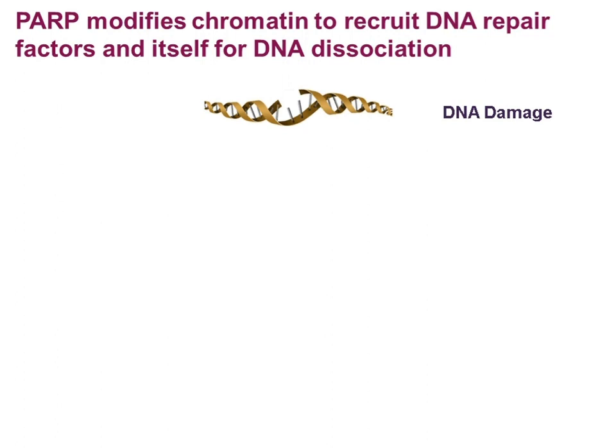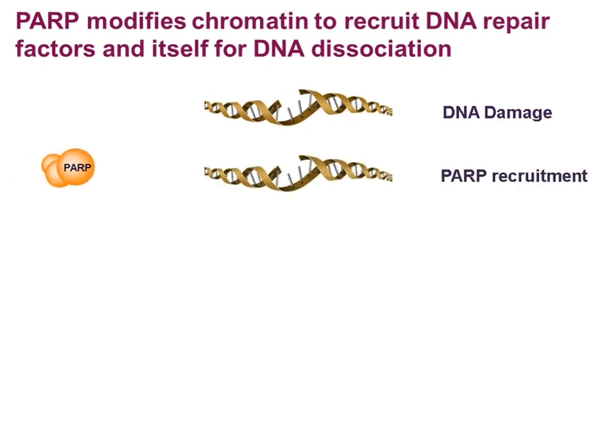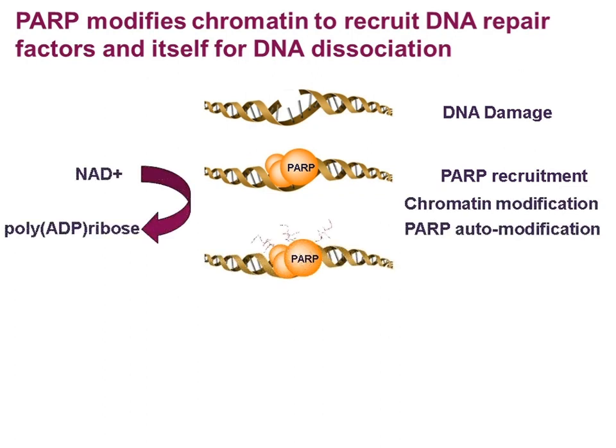The first one I'm going to do is talk a little bit about PARP and its role in the single-strand break repair process. So PARP protein is a zinc finger protein that will bind to single-strand breaks, and upon binding it will utilize NAD to form these poly-ADP ribose chains.